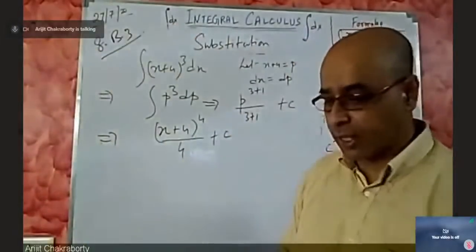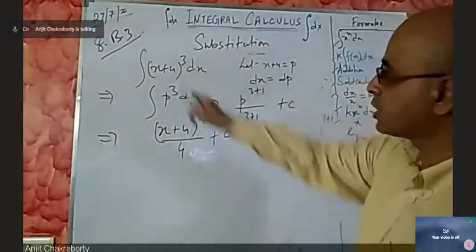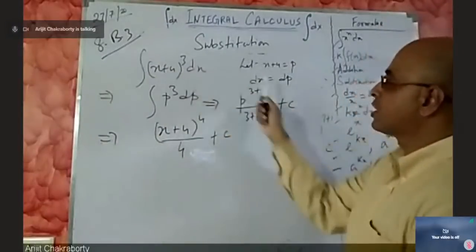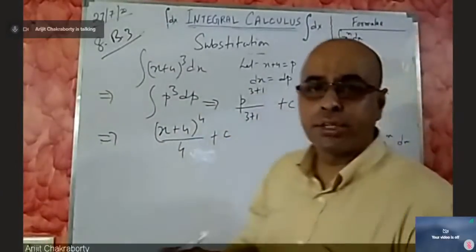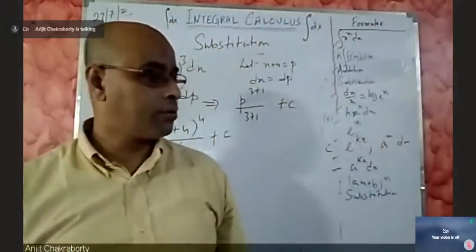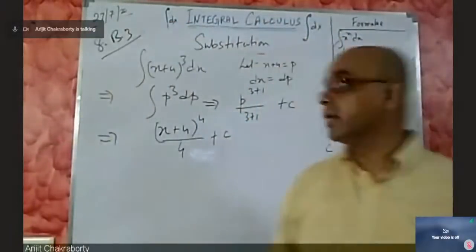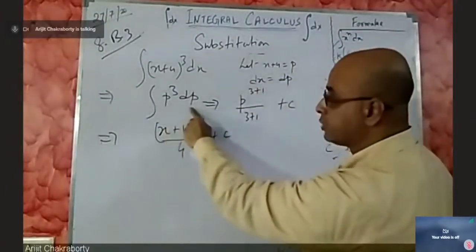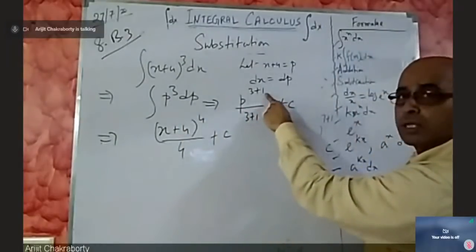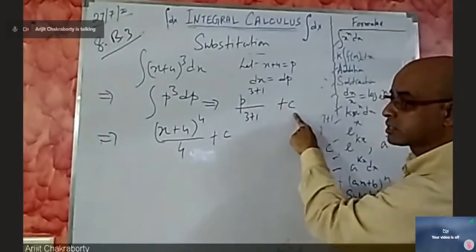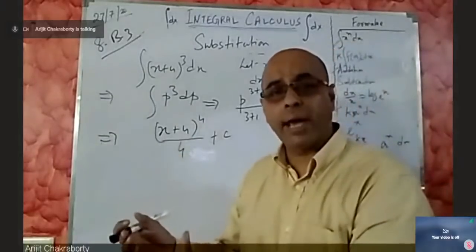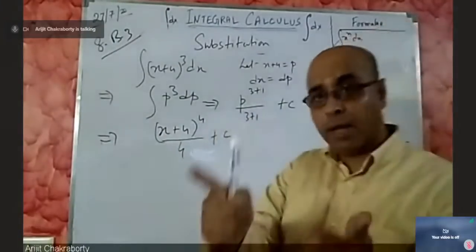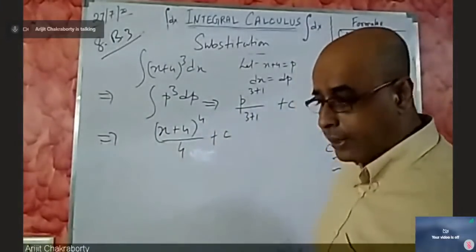Okay, now we see another example. So this was (x plus 4) to the power 3. I hope you are clear with this. x plus 4 I have taken as p. So differentiating both the sides, if you find the derivative of both the sides, I am getting dx equal to dp. I am putting this value here. It becomes p cube dp, which means p to the power 3 plus 1 by 3 plus 1 plus the constant. That means getting the values of p back, I am getting (x plus 4) to the power 4 by 4 plus c.